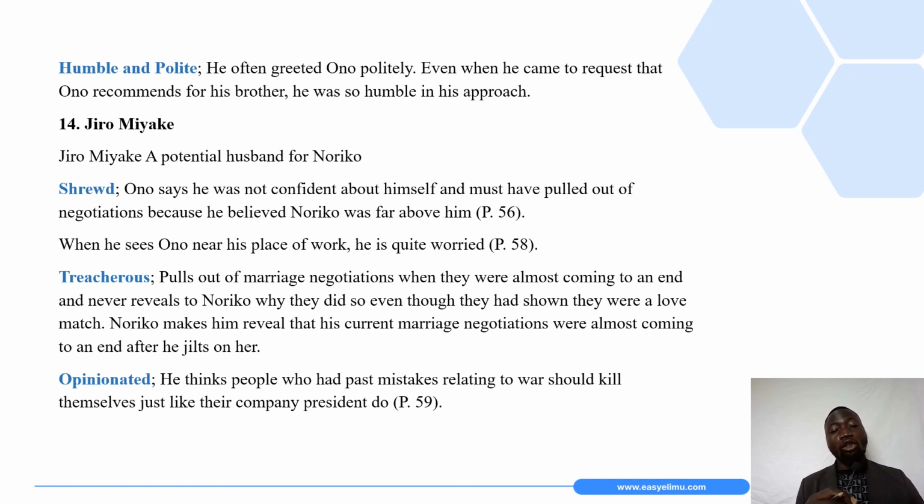So Noriko makes him reveal that his current marriage negotiations were almost coming to an end after he jilts her. So he's also opinionated, that is, he thinks people who had past mistakes relating to war should kill themselves, just like their company president did.